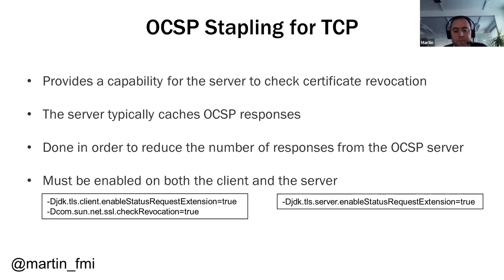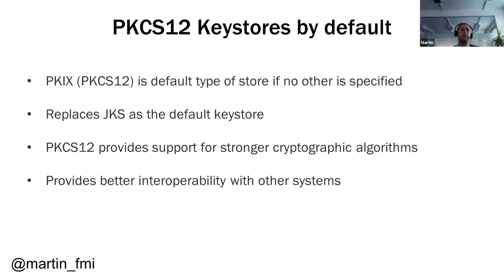Another interesting enhancement is the introduction of the PKCS12 key stores. They in fact replace the Java key store format as the default key store format. The benefit of this is that Java key store format is in fact a proprietary format which is specific for the JDK, while PKCS12 is a more general purpose specification that defines the layout of the key stores. And in that regard, key stores by default are more interoperable. You can share key store information with other applications, non-Java applications. Also, the PKCS12 specification provides support for stronger cryptographic algorithms and other additional enhancements.